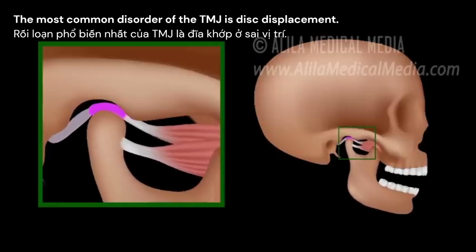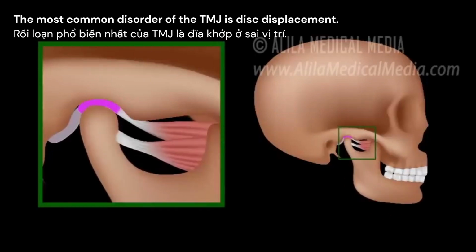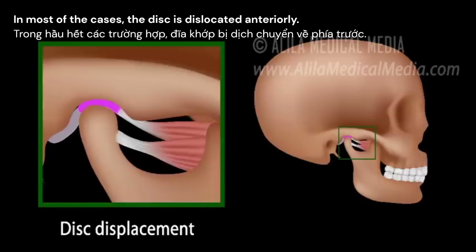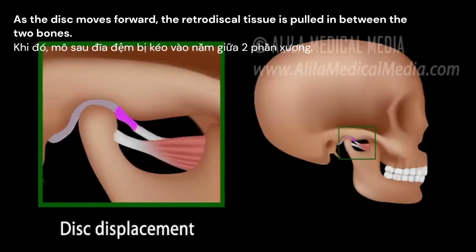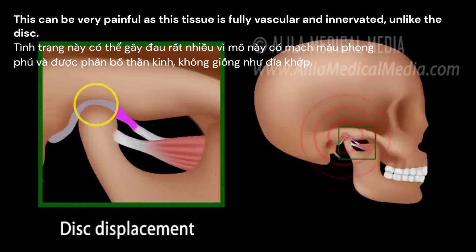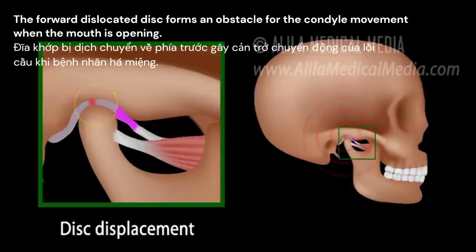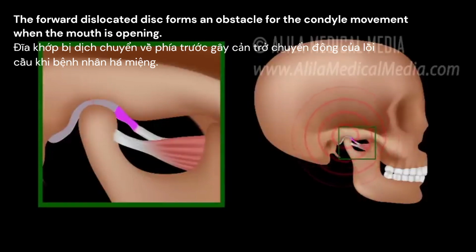The most common disorder of the TMJ is disc displacement, and in most of the cases, the disc is dislocated anteriorly. As the disc moves forward, the retrodiscal tissue is pulled in between the two bones. This can be very painful as this tissue is fully vascular and innervated, unlike the disc. The forward dislocated disc forms an obstacle for the condyle movement when the mouth is opening.